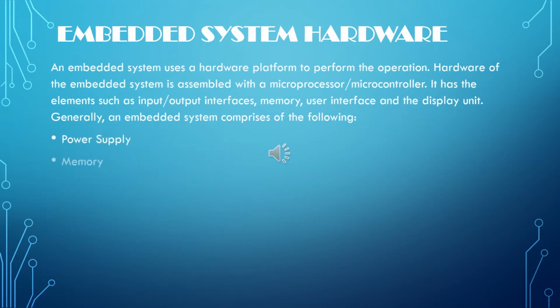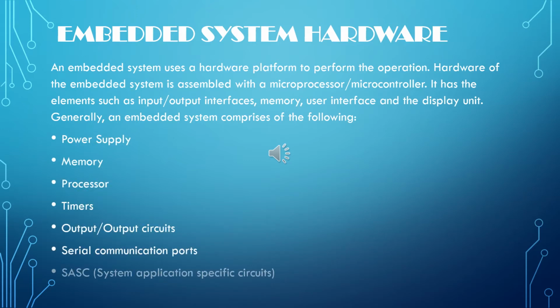Embedded system hardware. An embedded system uses a hardware platform to perform the operation. Hardware of the embedded system is assembled with a microprocessor or microcontroller. It has elements such as input and output interfaces, memory, user interface and the display unit. Generally, an embedded system comprises the following: power supply, memory, processor, timers, output circuits, serial communication ports, and system application specific circuits.